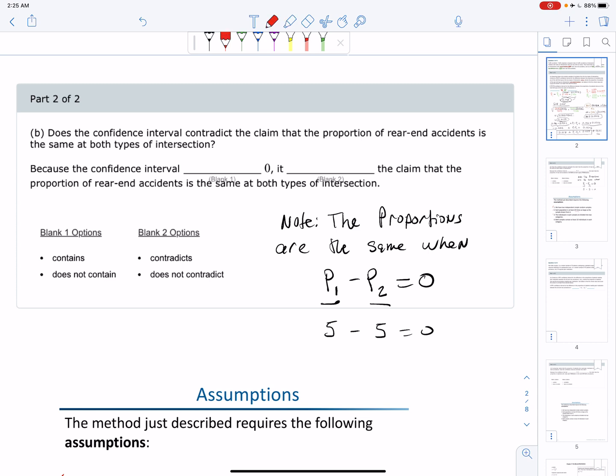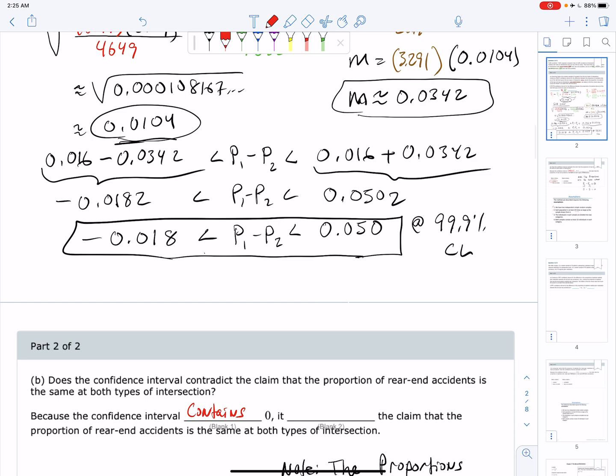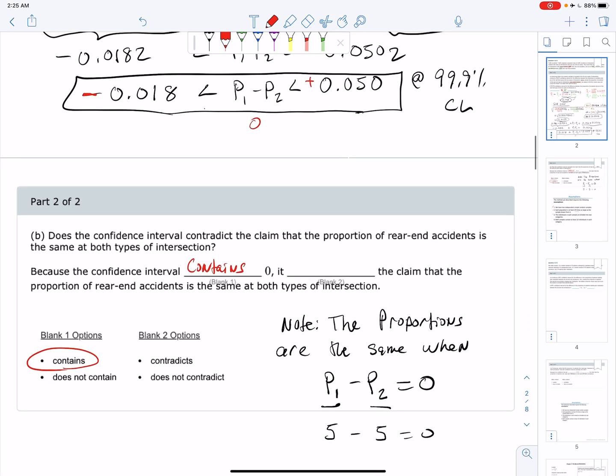It says, because the confidence interval contains 0, there are your options right there, contains. Now, how do we know it contains 0? Well, because this is negative and this is positive, so 0 must be in the middle somewhere there, right? So because the confidence interval contains 0, it does not contradict the claim that the proportion of rear end accidents is the same, right? It does not contradict.